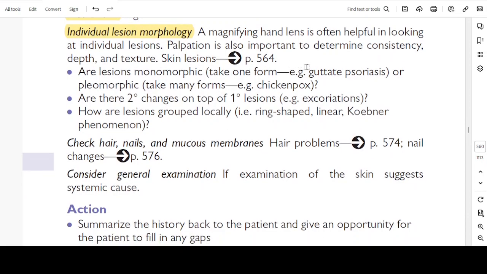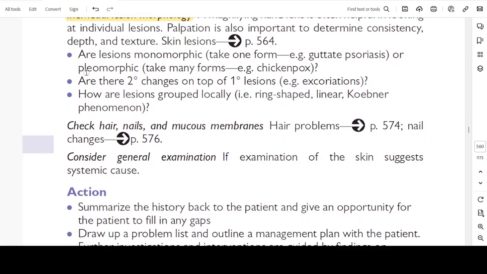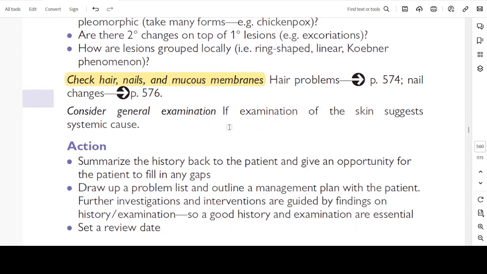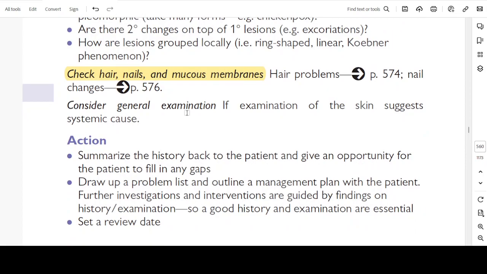Skin lesions, page 564, we will read in detail. Are the lesions monomorphic, taking one form, example guttate psoriasis, or pleomorphic, taking many forms, example chickenpox? Are there secondary changes on top of the primary lesions like excoriations? How are the lesions grouped locally? Ring shape, linear, Koebner phenomenon. You have to check that. Then check the hair, nails and mucous membranes. Hair problems and nail changes are mentioned in page 574 and 576 respectively.